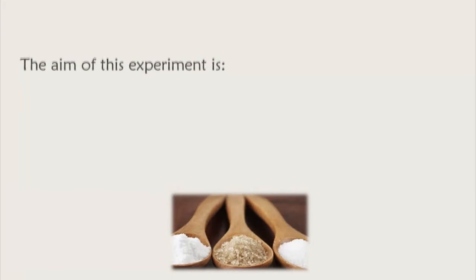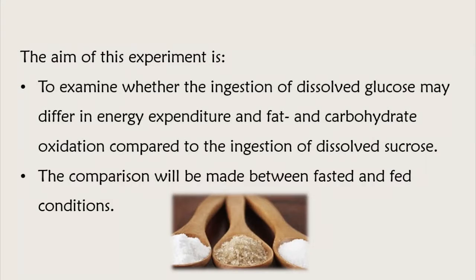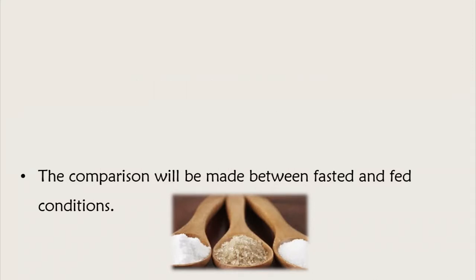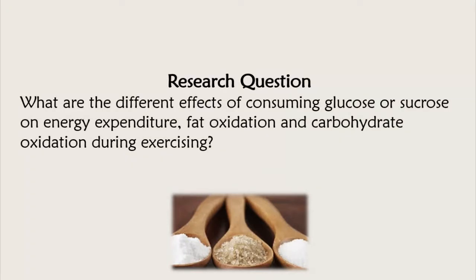The aim of this experiment is to study whether the ingestion of dissolved glucose may differ in energy expenditure, fat and carbohydrate oxidation compared to the ingestion of dissolved sucrose. This comparison will be made between fasted and fed conditions. This leads to the research question: what are the different effects of consuming glucose or sucrose on energy expenditure, fat and carbohydrate oxidation during exercise?